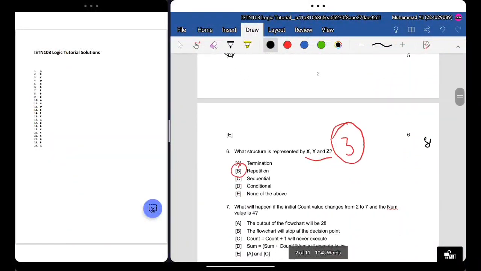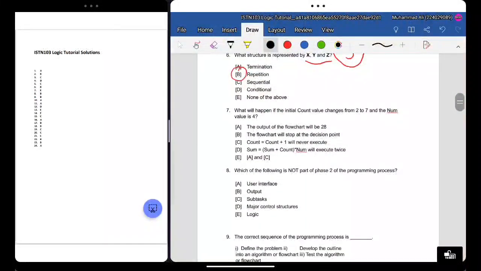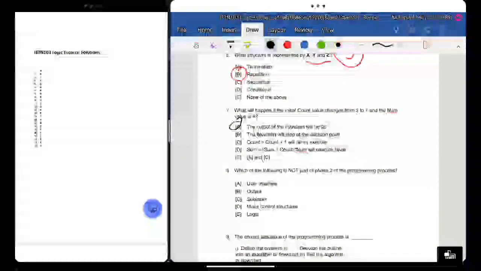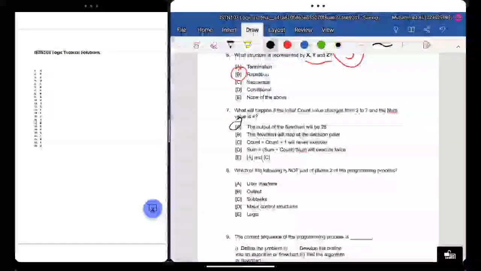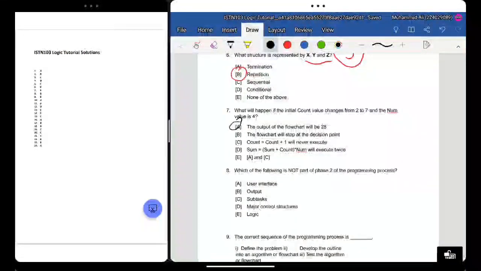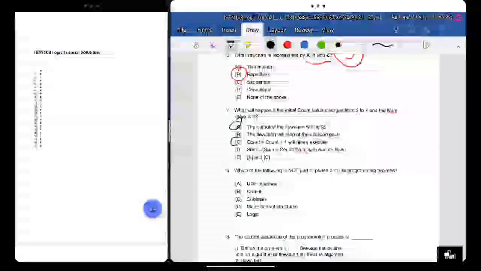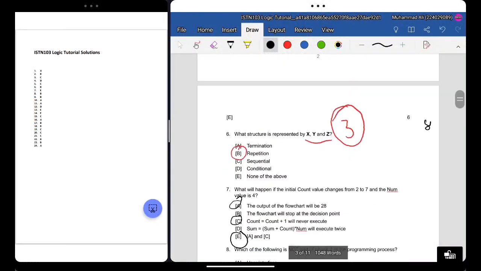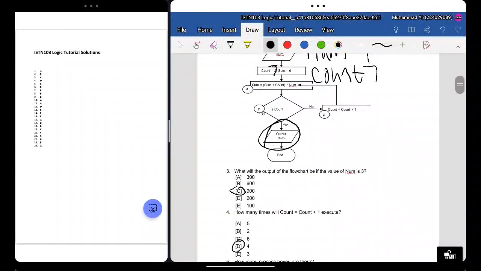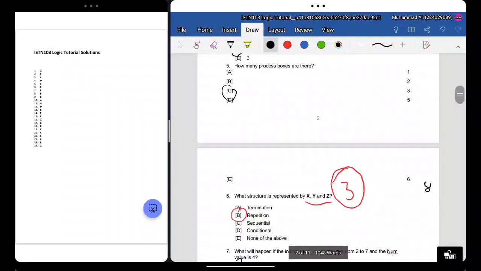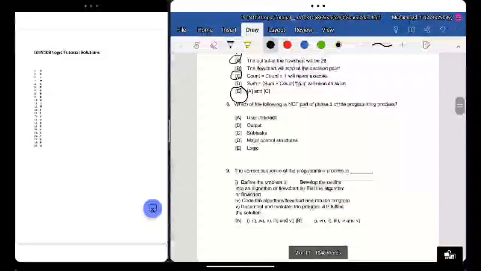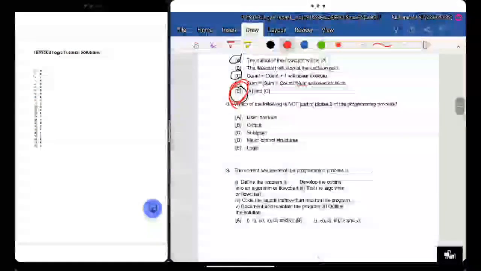Please tell me that it's 28, yeah? Oh, yes, sir, A. 7 is A. 7 is E. Oh, E, A and C. Okay, so why is it A and C? Count, yeah, oh yeah, this makes sense. Because count plus one will never execute, we never go through that process because we never said no and went through this process. So that's actually correct. So it's E, A and C.